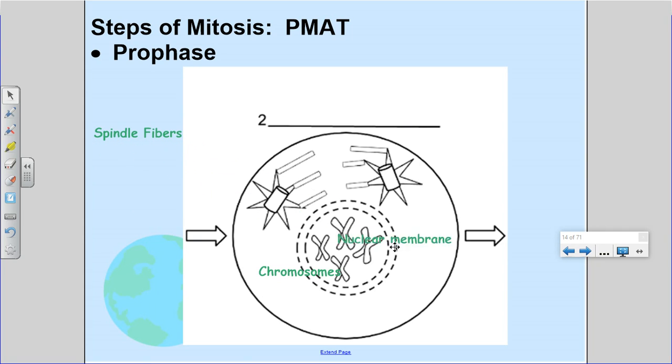The nuclear membrane is going to disintegrate in order for the chromosomes to move around. If the nuclear membrane did not break down, well, the spindle fibers could not attach to the chromosomes and move them to opposite ends. Notice that the spindle fibers are attached to the centrioles on one end, and they're just protein fibers that shoot out that will eventually attach to the chromosome.